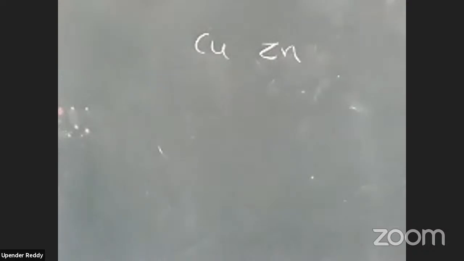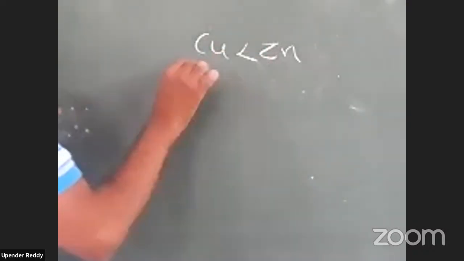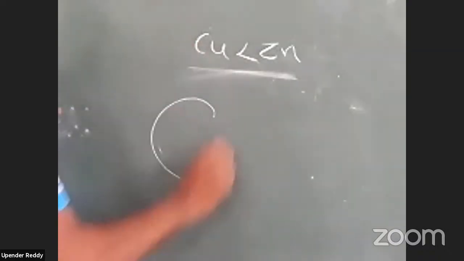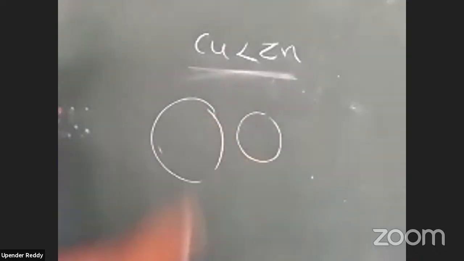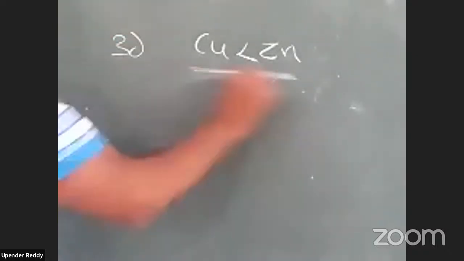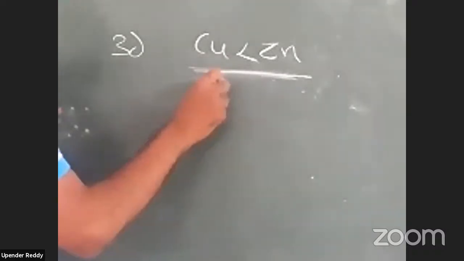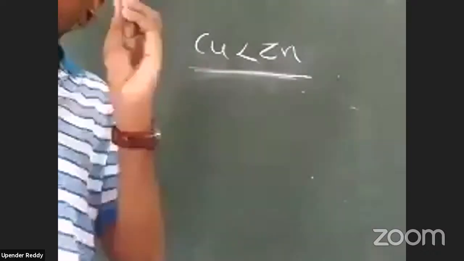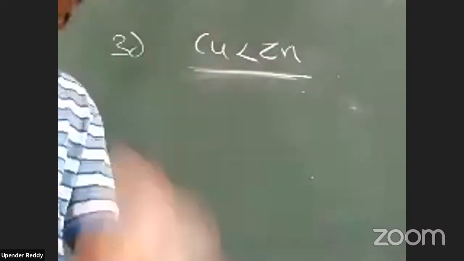So here, copper's size is less than zinc's. Both are in the 3D series, both are in the same period. Actually, according to your knowledge, copper should have the larger size and zinc the smaller size.